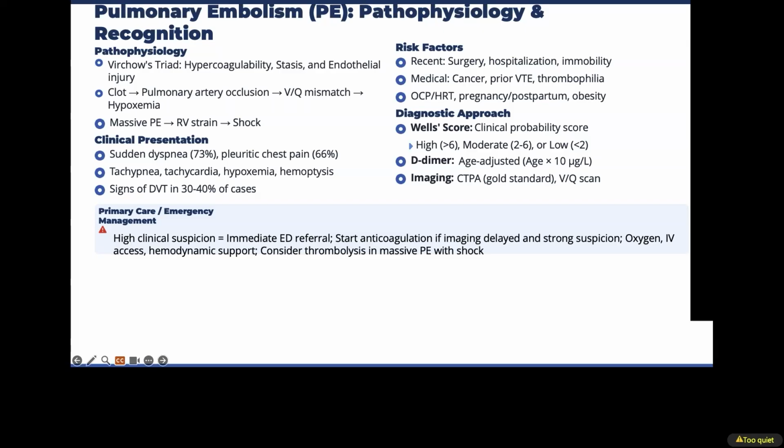Now, the treatment's basically the same. Anticoagulation with the direct oral anticoagulants if they qualify. But the reason we would investigate the PE is if it starts to cause things like downstream effects. The major risk factors haven't changed.